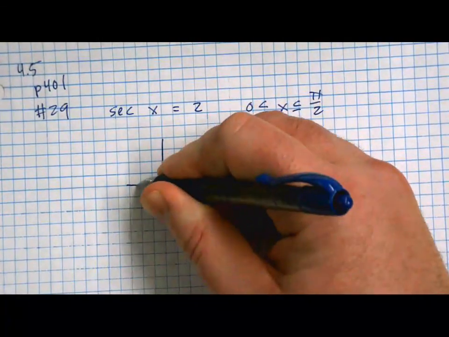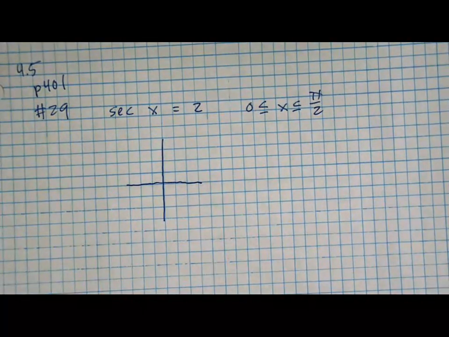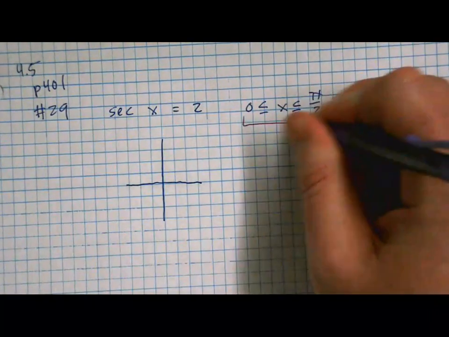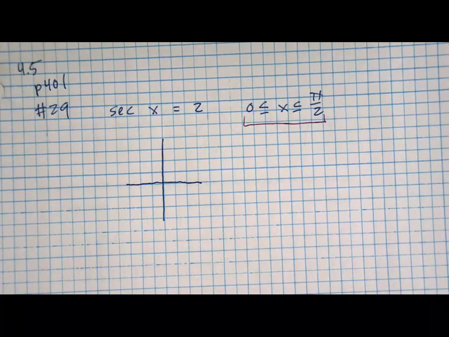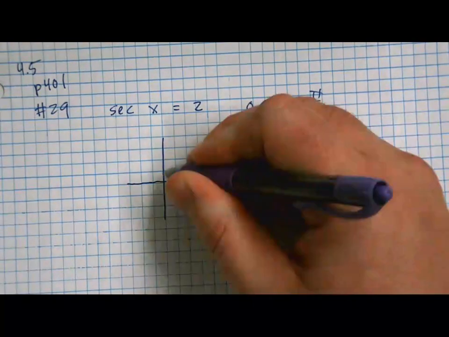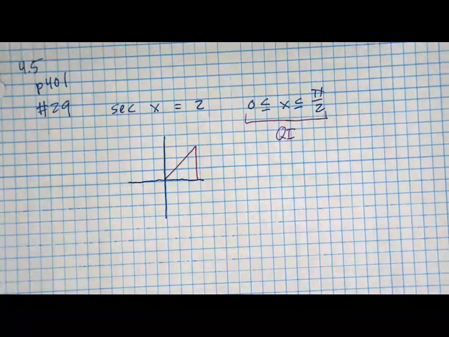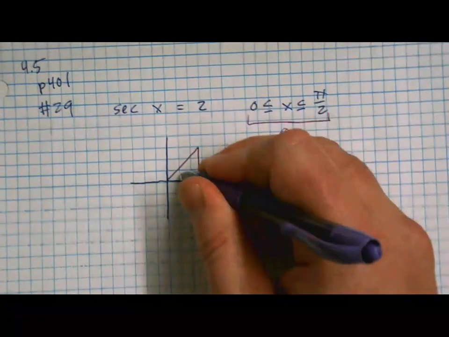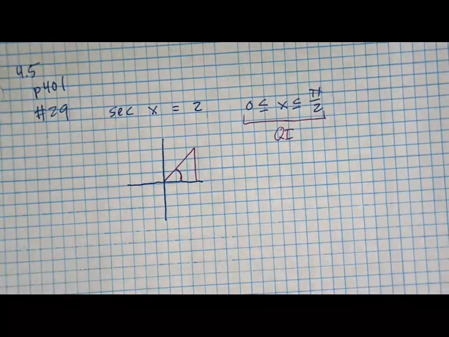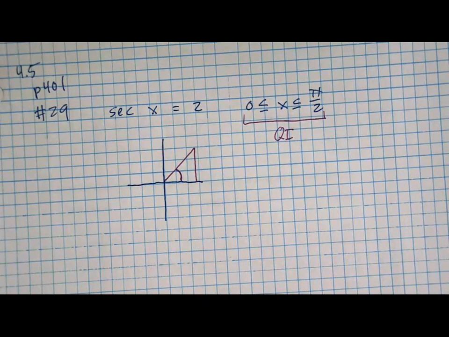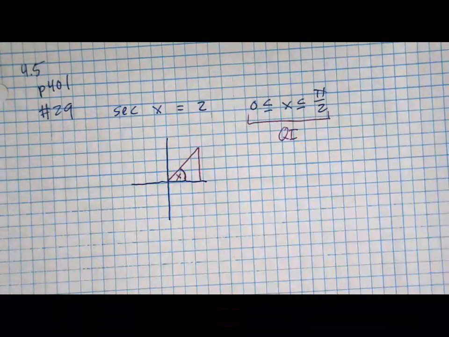So we have to use the clues that we're given to know which quadrant to draw our reference triangle in. I'd say this is a pretty clear clue right here. From 0 to pi over 2, that's fully in quadrant 1. So my triangle is going to end up in quadrant 1. And here's my reference angle. And in this case, the reference angle actually is x. Quadrant 1 is the only quadrant where the reference angle is the same as the angle that we're solving for. But this one is x.